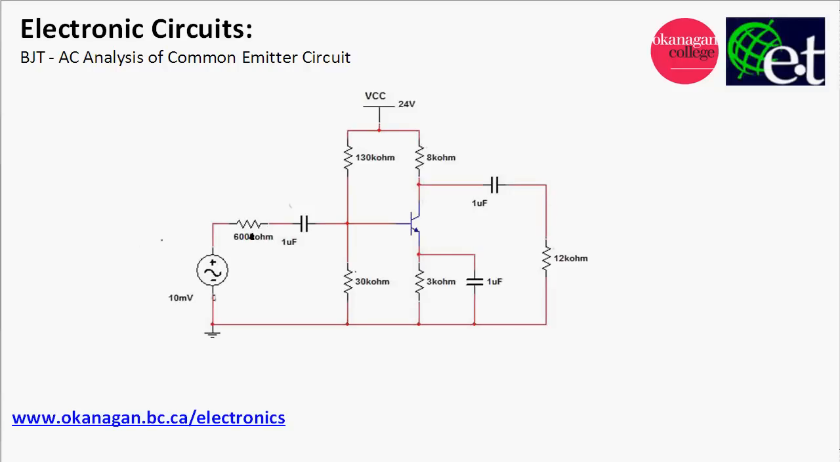First of all, this is called a common emitter amplifier because we apply the input at the base and we take the output at the collector, and the input and the output both have the emitter in common with each other.